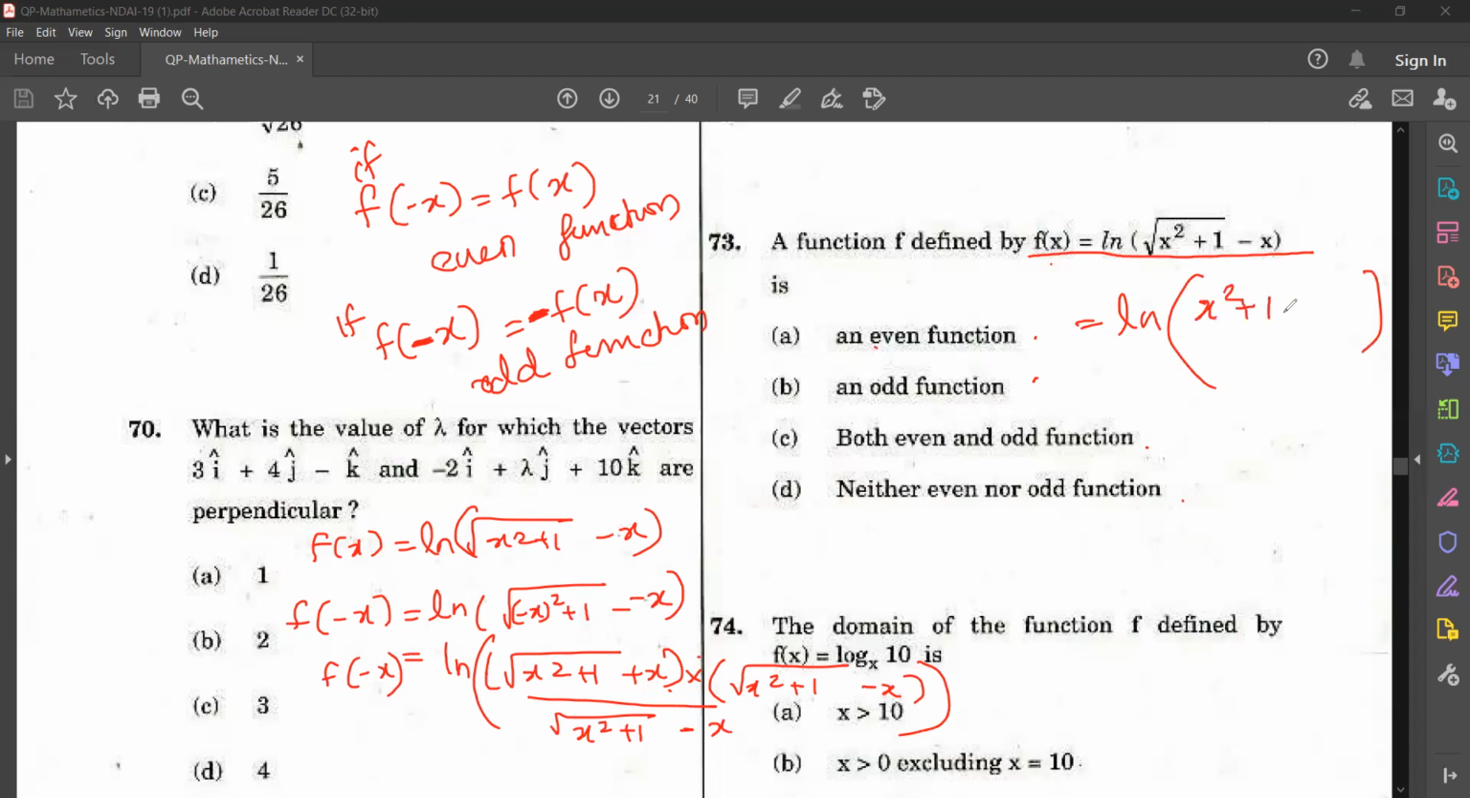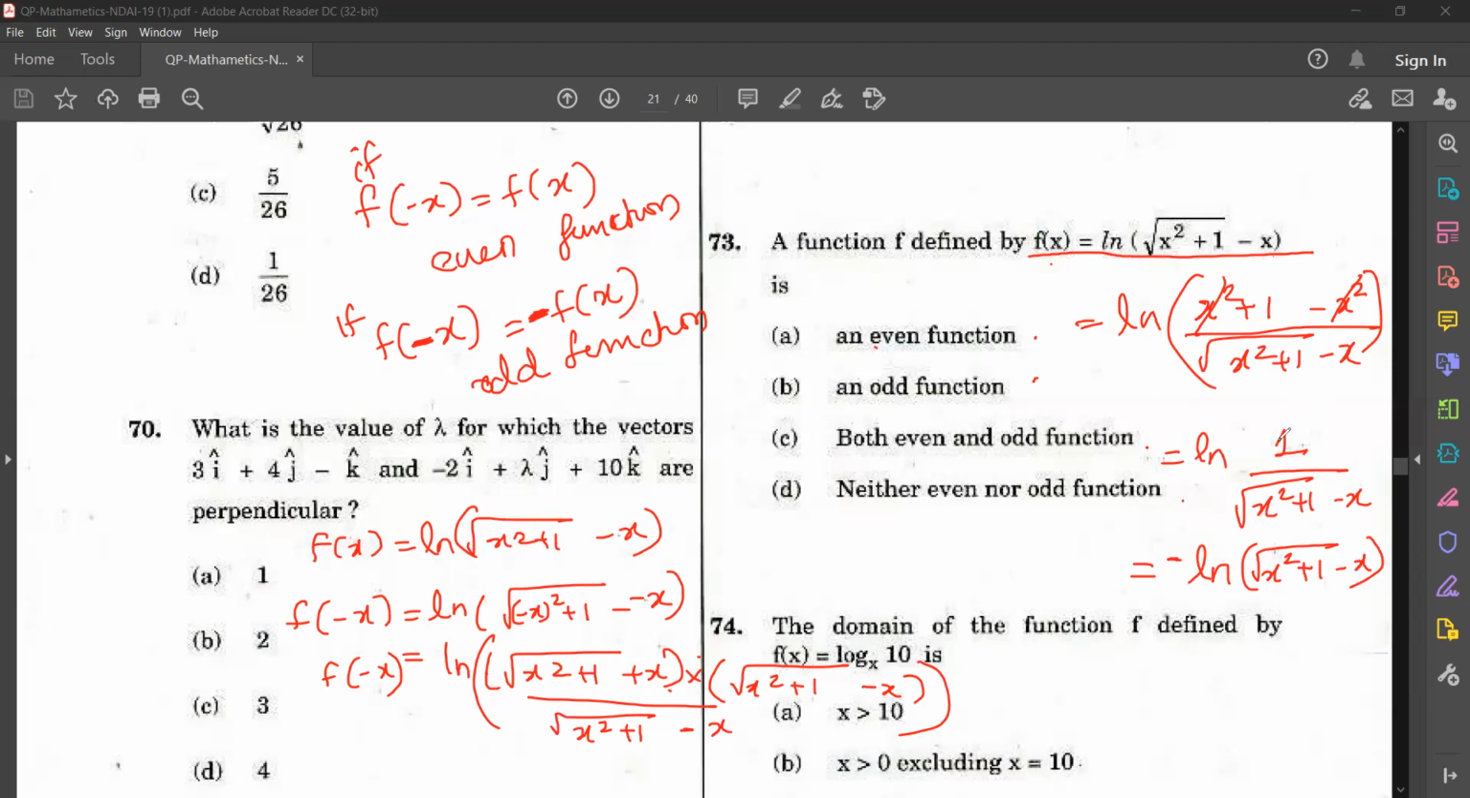So x square plus 1 minus x square divided by, here I have root of x square plus 1 minus x. So that is ln, this x square and minus x square will go, we get 1 by root of x square plus 1 minus x. So can I write this as negative ln root of x square plus 1 minus x, isn't it?